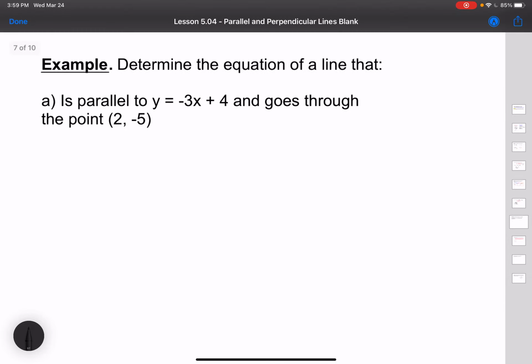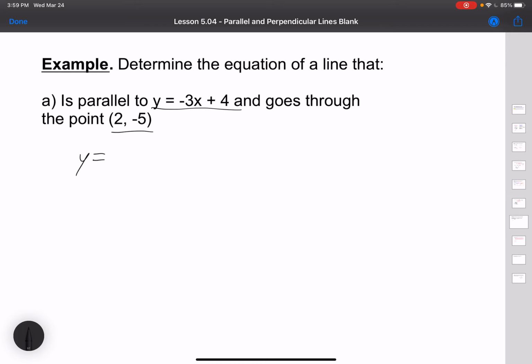Okay, so now let's try to find some equations using information about parallel and perpendicularity. It sounds like a word, so I'll say it. We want to determine an equation that's parallel to this line and goes through the point (2, negative 5). What we need to do to find an equation, if we're writing something in y equals mx plus b, is figure out what m is and what b is.